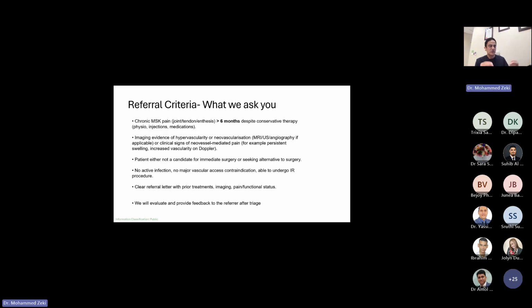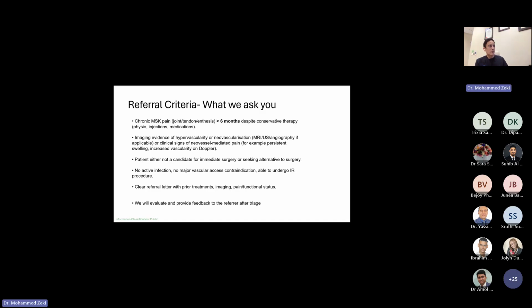So the referral criteria, just to summarize at the end, are chronic MSK pain, joint or tendon, for more than 6 months; imaging evidence of synovitis or thickening, whether on ultrasound or MRI; and clinical signs of neovascularization, which can be found on the imaging, which we will assess ourselves.